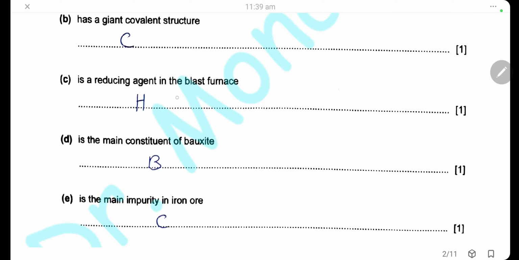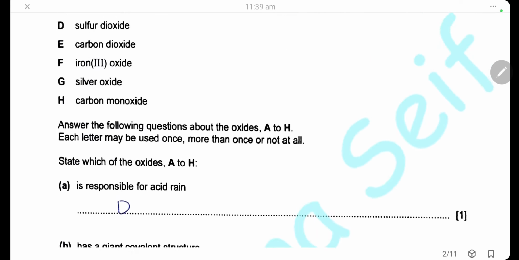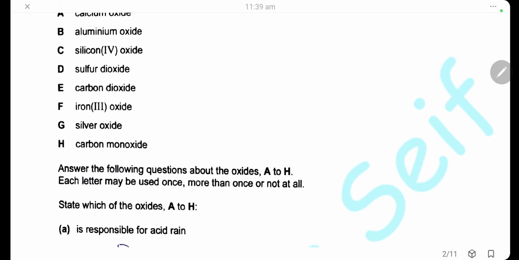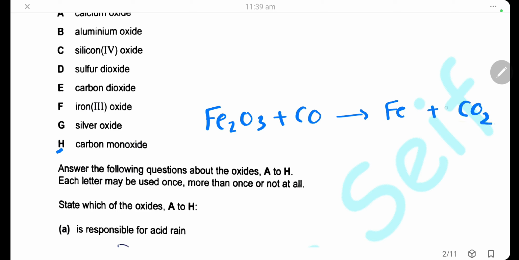Which oxide is a reducing agent in the blast furnace? In the blast furnace, the reducing agent is carbon monoxide, so the answer will be H, where the iron(III) oxide is reduced by carbon monoxide to form iron and, of course, carbon dioxide. Here is the equation for the reduction of iron(III) oxide in the blast furnace, and the reducing agent is carbon monoxide.